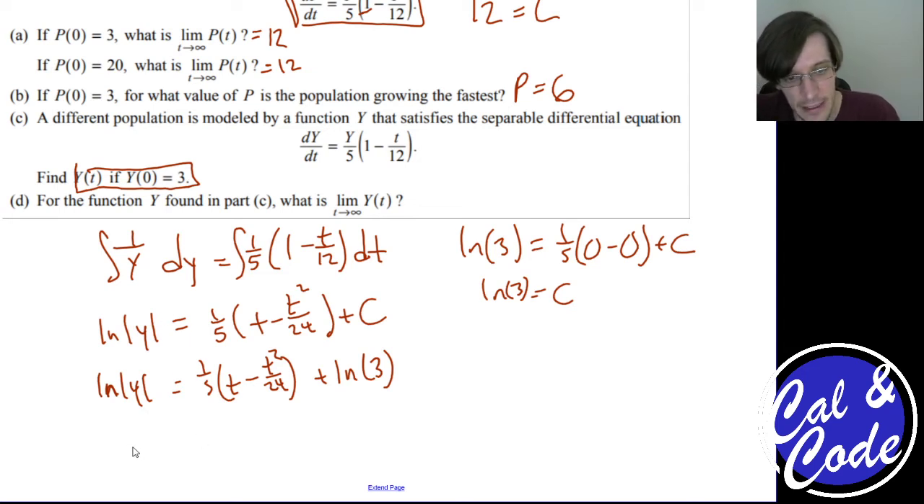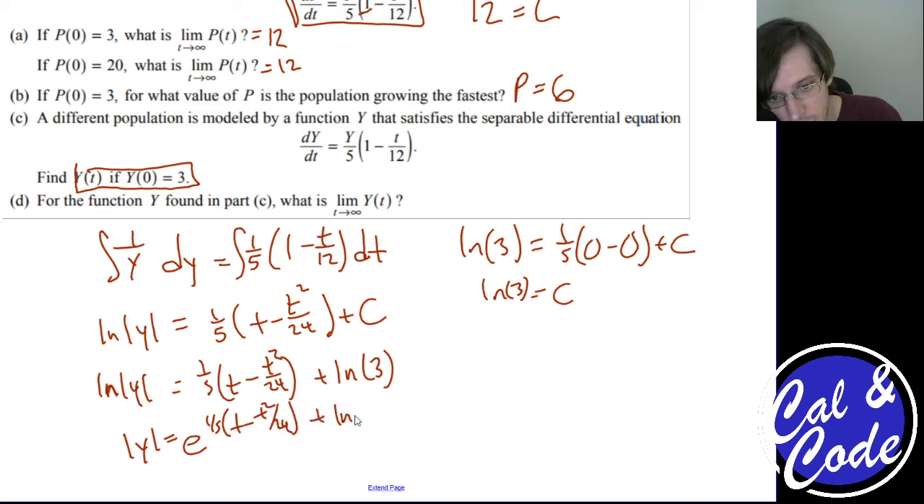Now I get to e everything up. This gives me the absolute value of y is equal to e to the 1/5 times t minus t squared over 24 plus the natural log of 3. And I have to determine whether I need the positive or the negative. My populations are always positive, they don't appear to be negative. The initial condition they gave me is 0 and 3. To get that, I need the positive part of this.